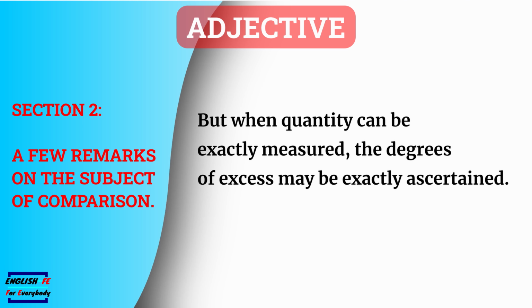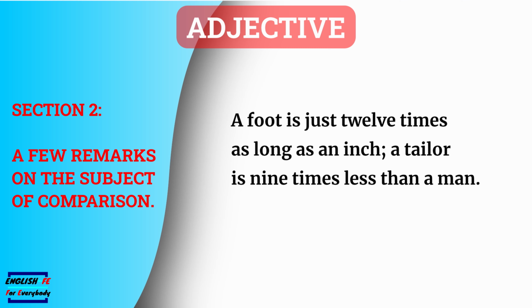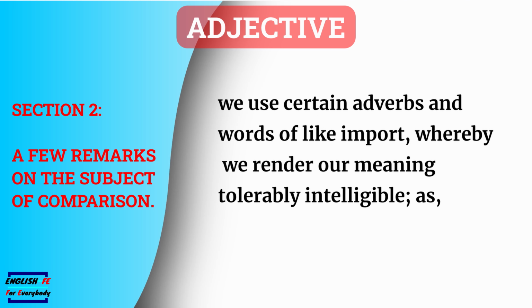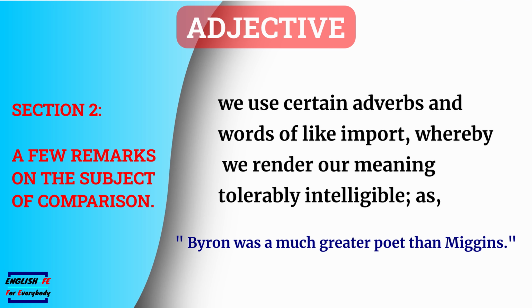But when quantity can be exactly measured, the degrees of excess may be exactly ascertained. A foot is just 12 times as long as an inch. A tailor is 9 times less than a man. Moreover, to compensate for the indefiniteness of the degrees of comparison, we use certain adverbs and words of like import, whereby we render our meaning tolerably intelligible, as Byron was a much greater poet than Muggins.